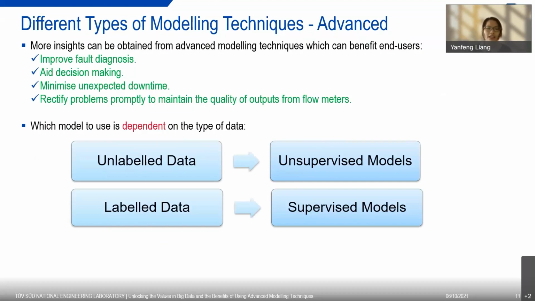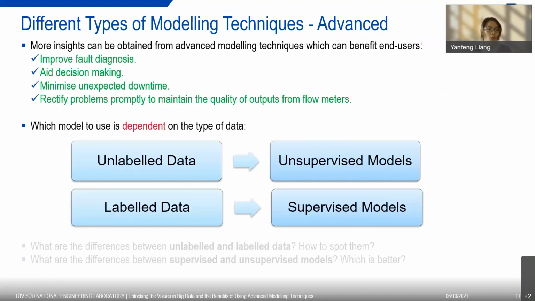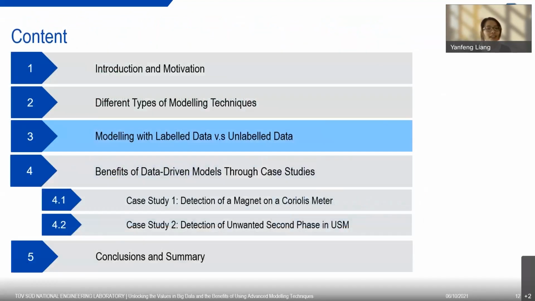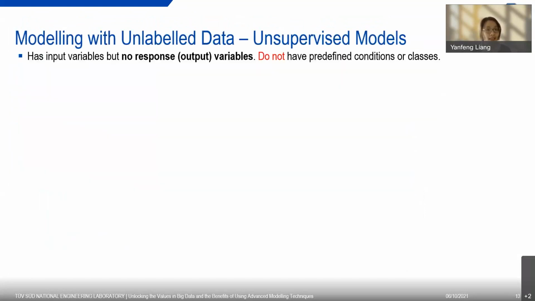Before I illustrate the different types of insights and results we can get from advanced modeling techniques, it's very important that we first know what we mean by labeled and unlabeled data. What are the differences between them? How can we spot them in practice? The next question will be, what are the differences between supervised and unsupervised models? Which one should I choose? So in the next couple of slides, this conveniently leads us to section 3, modeling with labeled data versus unlabeled data. So let's look at unlabeled data first.